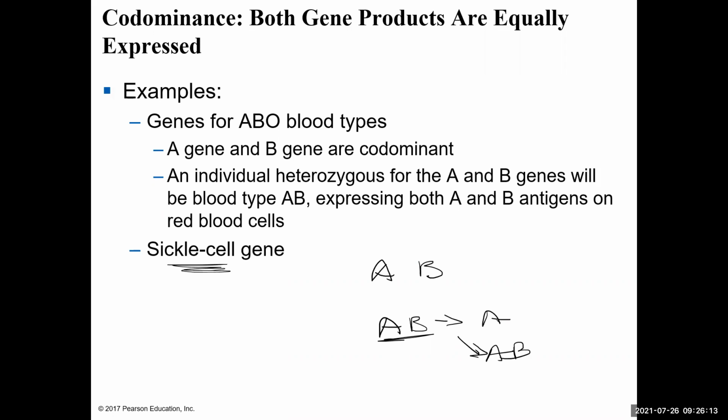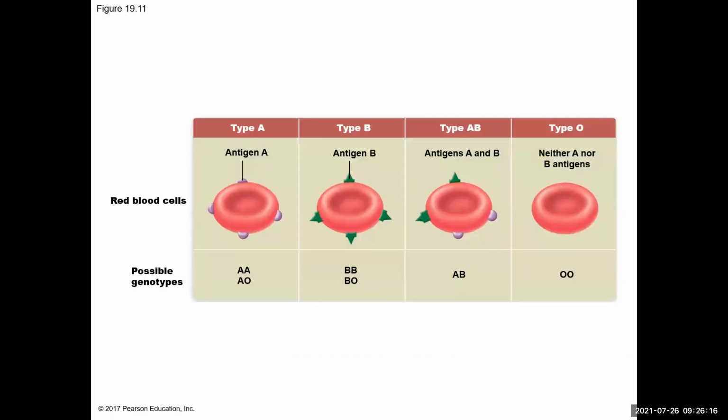And this is the case for the sickle cell gene as well, which we'll talk about in a second. But just looking at the blood type, if you have type A, you only have A alleles, right? The O allele doesn't express any antigens, so you actually can be AO and express only A antigens, or you can be BO and express only B antigens. But whenever you have the heterozygous form, which is AB, then you're expressing both A and B antigens, so you are codominant. So you're expressing both the A trait and the B trait.